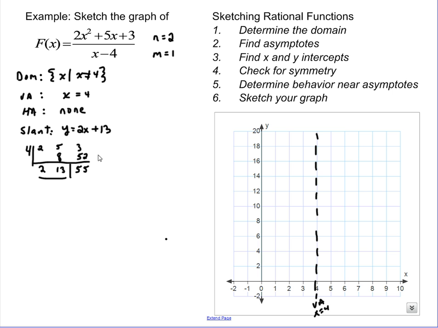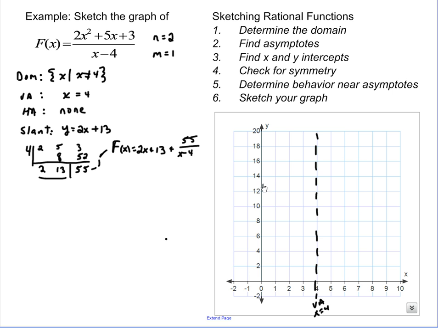Okay, so I'm going to plot my line y equals 2x plus 13. By the way, if you forget, the function in our rational form, f of x, would be equal to 2x plus 13 plus 55 over x minus 4. Okay. So plotting this thing, what's going to happen?